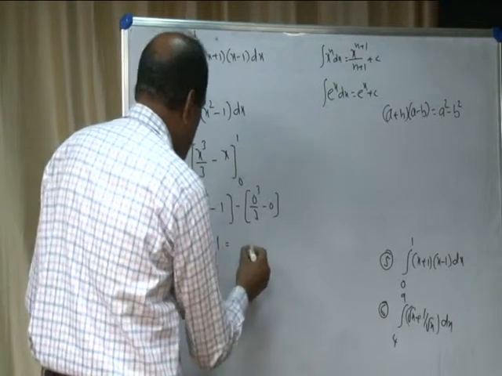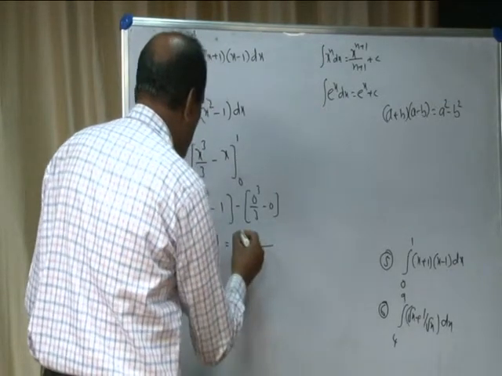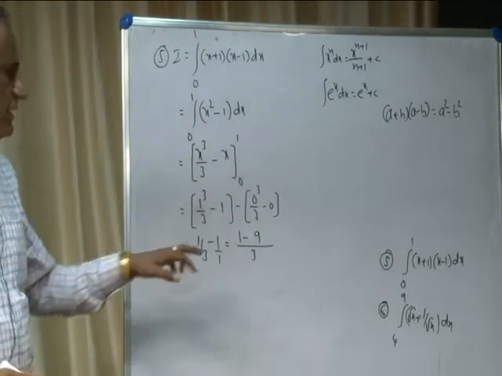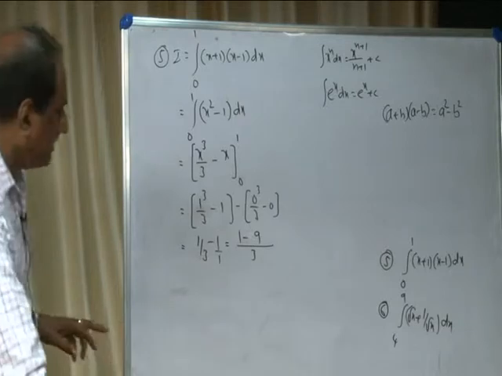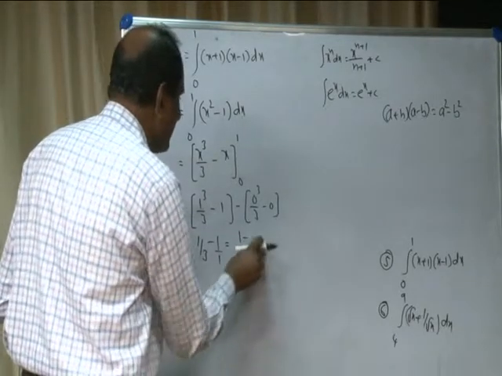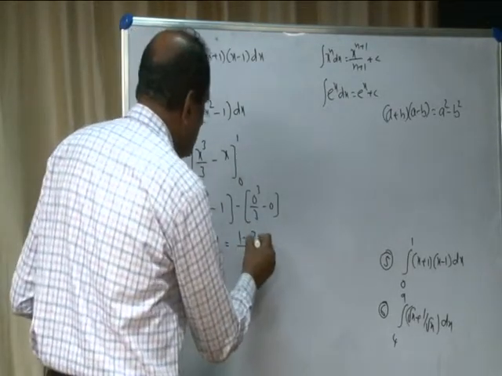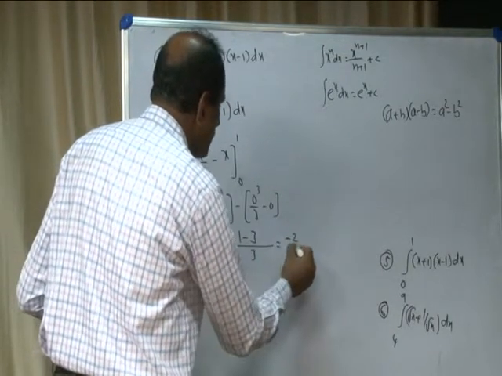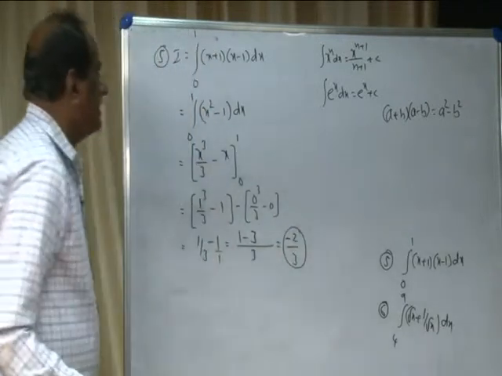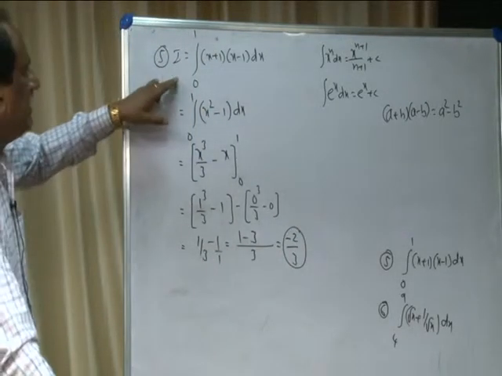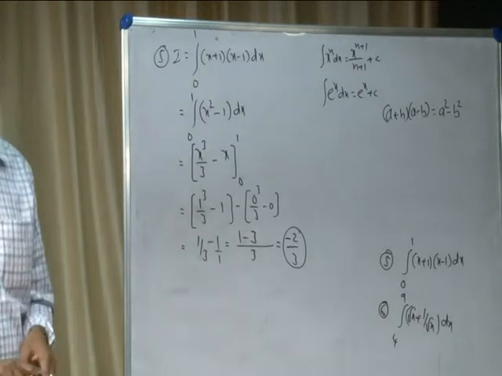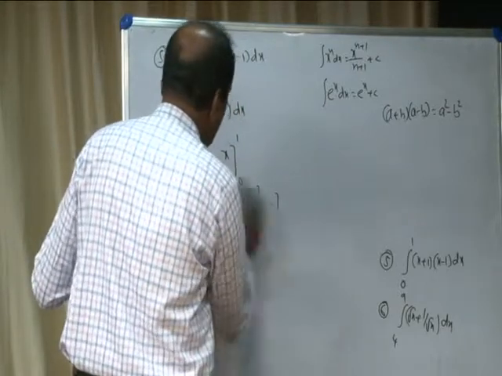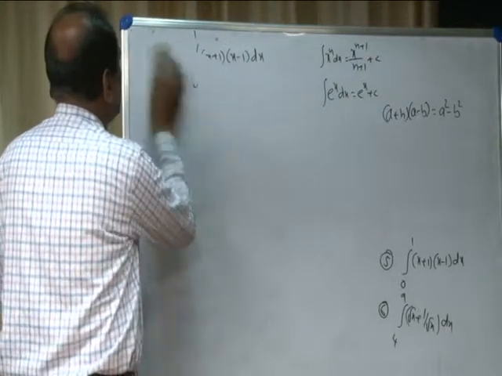So, what is the LCM? 3 is the LCM. 1 minus 3, each over the LCM 3: 1 is 1, and 1 into 3 is 3. That is equal to 1 minus 3 is minus 2 by 3. So minus 2 by 3 is the value of the given integral, the integral from 0 to 1 of x plus 1 into x minus 1. Now root terms are there in the next problem, that is problem number 6.